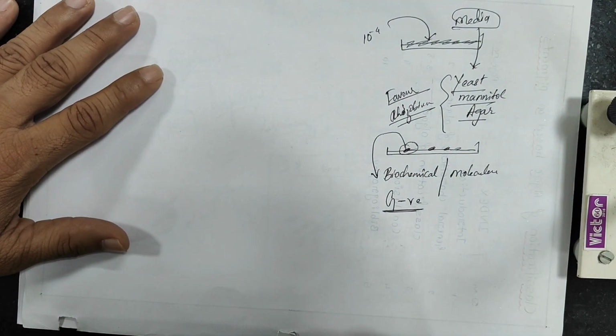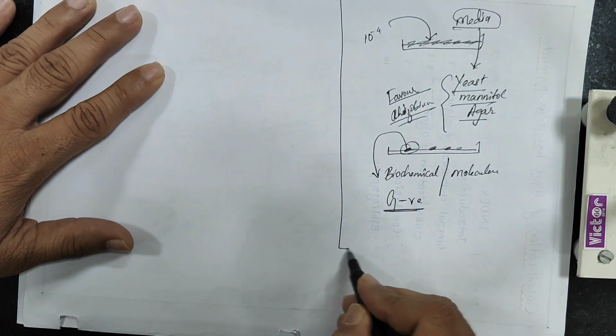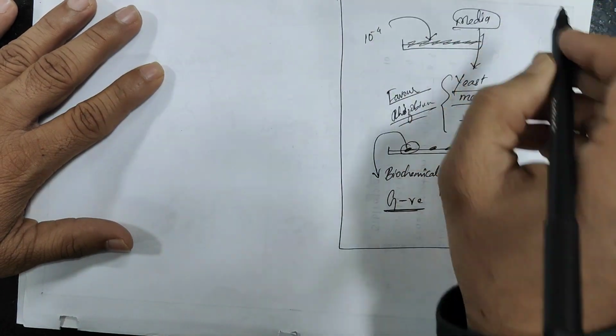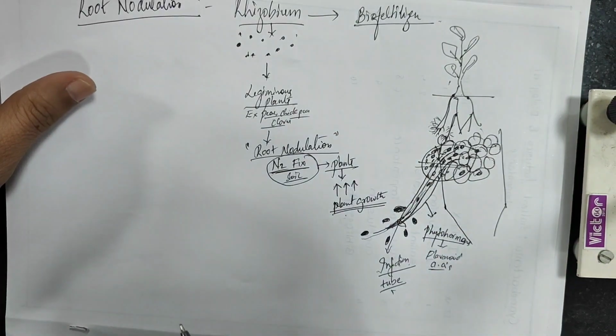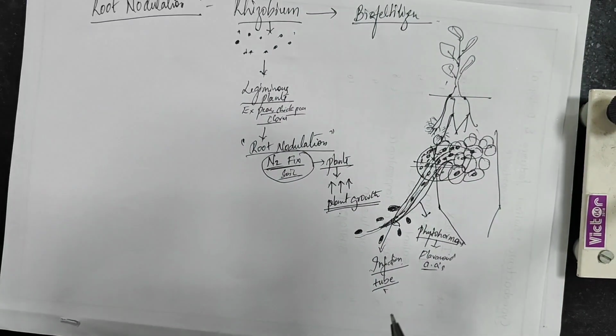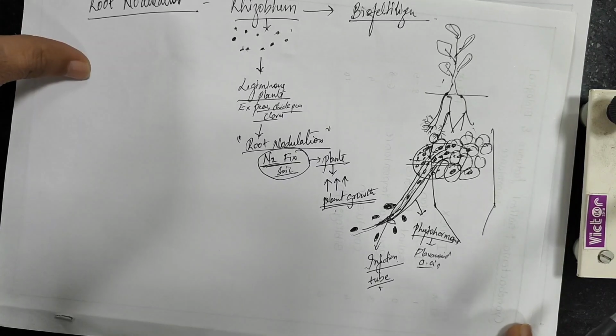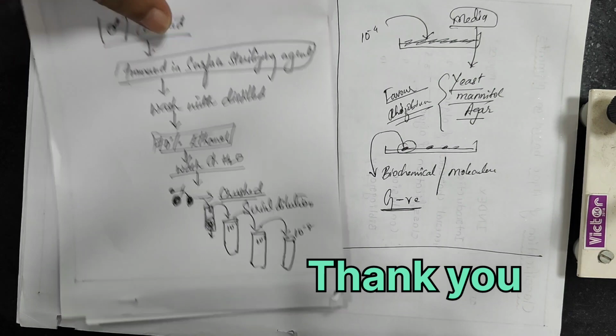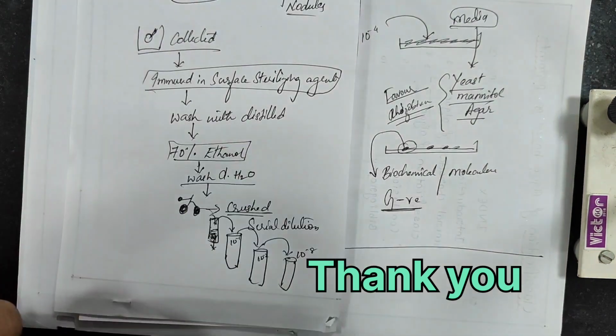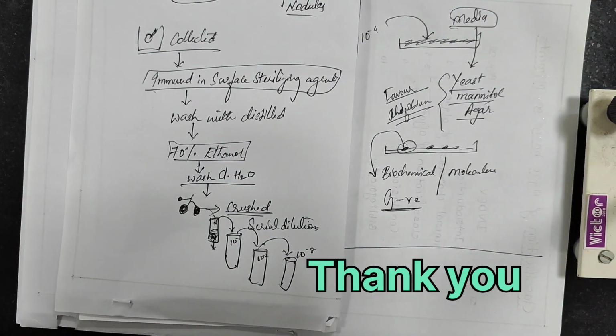So this was the formation of root nodule of Rhizobium with leguminous plants. I have also discussed briefly about how you can isolate a Rhizobium bacteria.